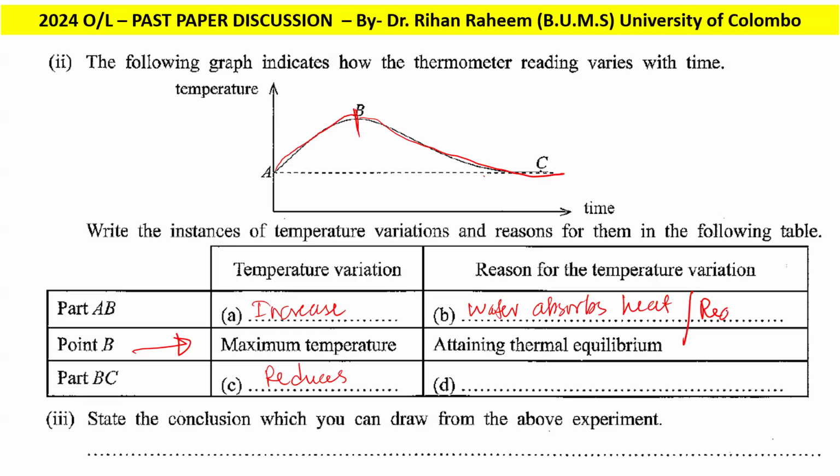First one. Heat from iron. That heated iron is transferred to water. Here what is happening? Water releases heat to environment.